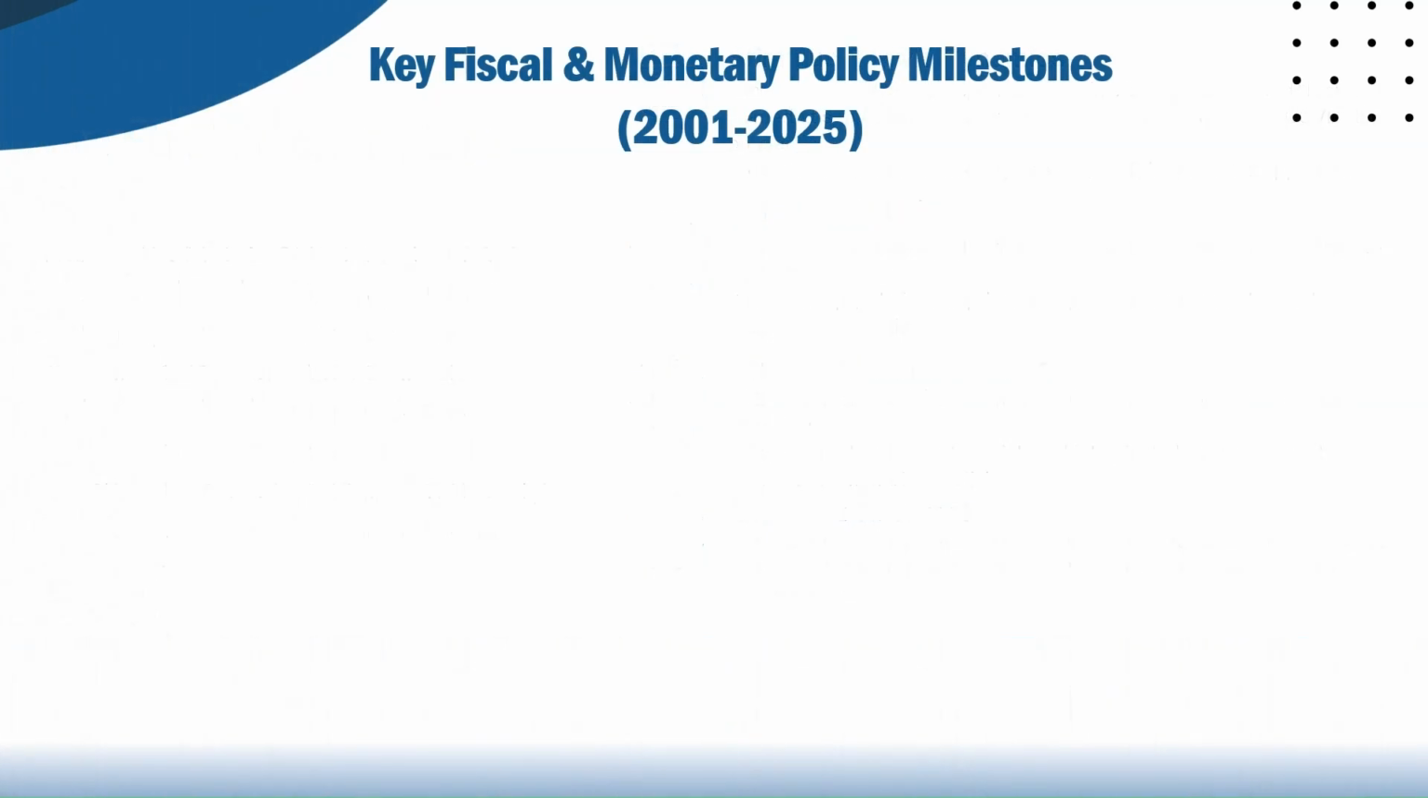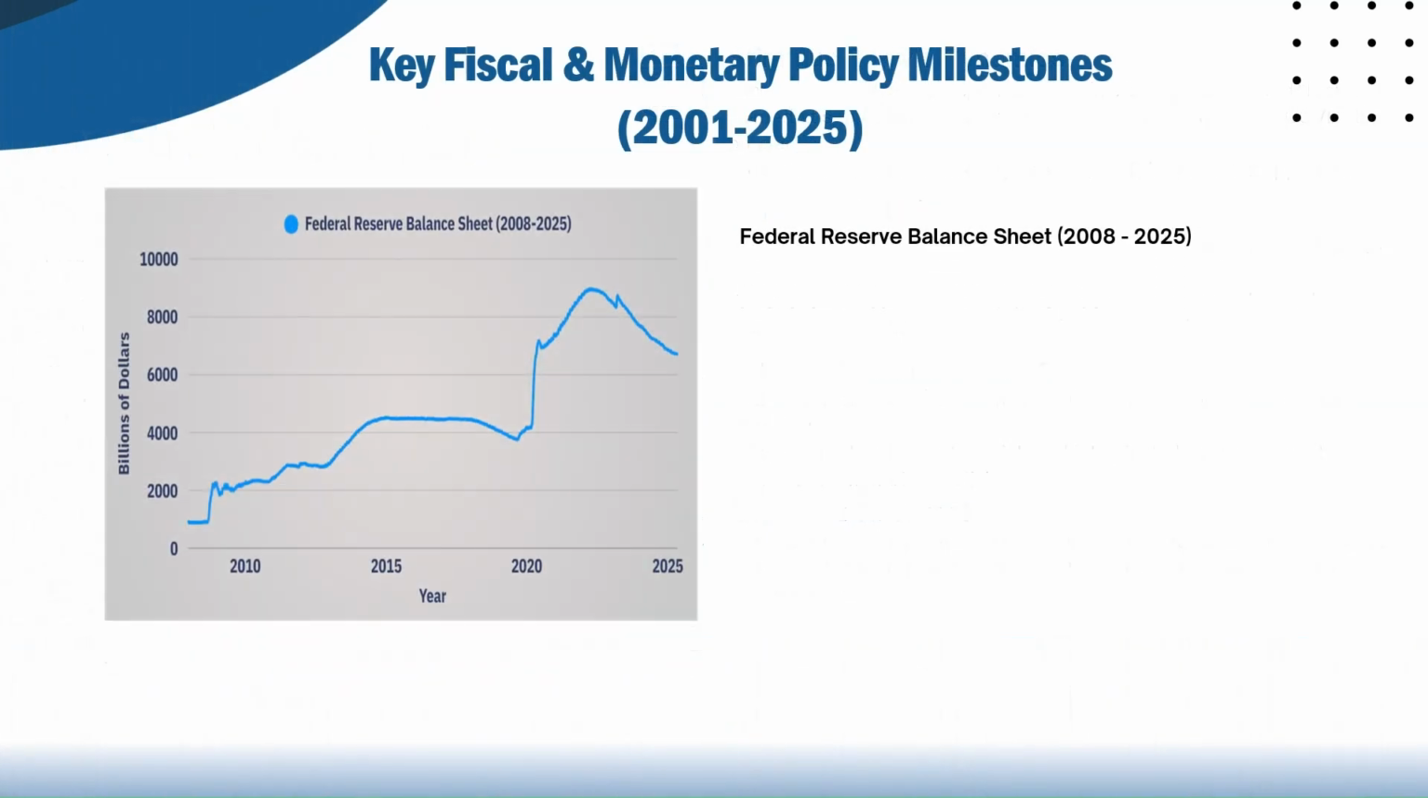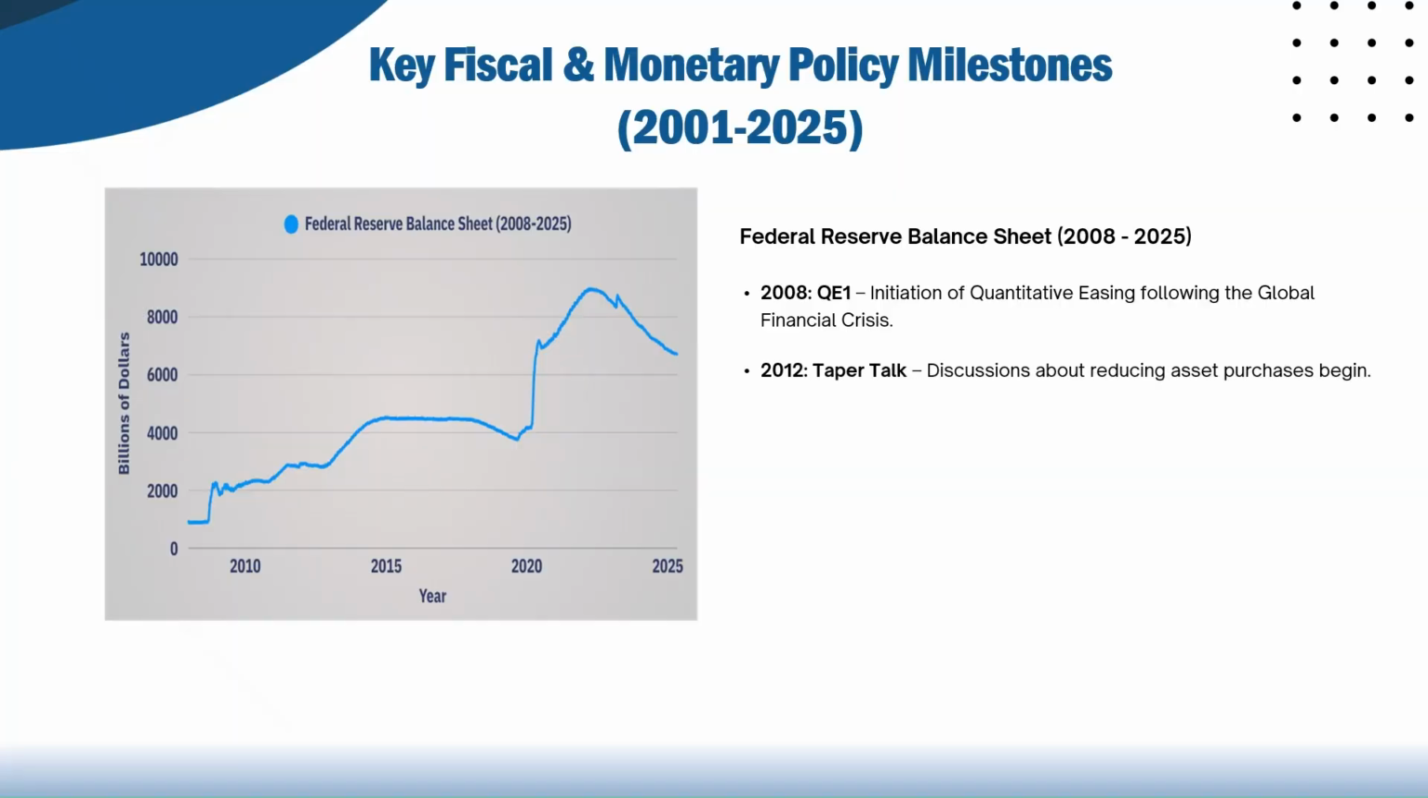On the left, we see the growth of the Federal Reserve balance sheet from 2008 to 2025, a clear visual of essentially money printing. In 2008, the Fed launched quantitative easing, buying financial assets with newly created dollars to inject liquidity into the system. Then in 2012, we started to taper, an early attempt to slow the pace of this money creation, but in 2020, everything changed.